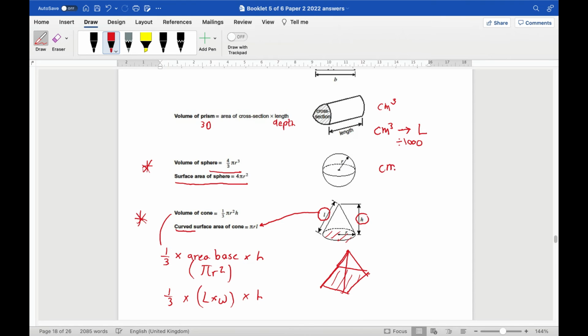However, if it asks you to convert your answer from centimetres cubed, for example, into metres cubed, that's tricky. Because whereas 1 metre is 100 centimetres, 1 metre squared is 100 times 100, which is 10,000 centimetres squared. And 1 metre cubed is 100 times 100 times 100, which is 1 million.